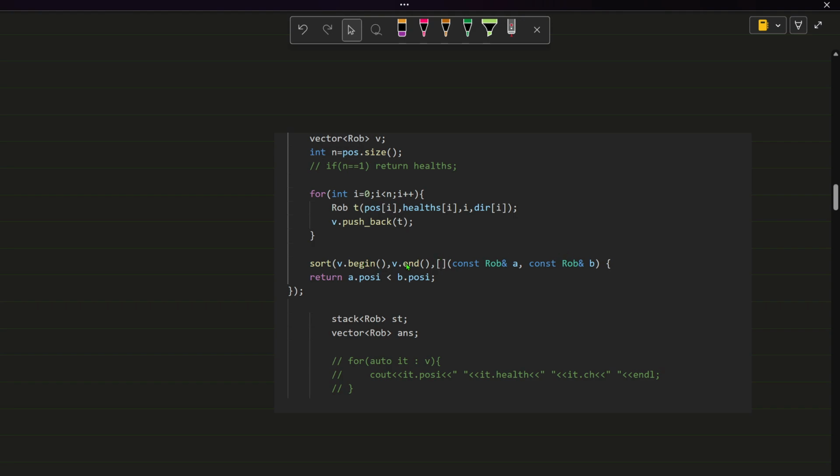But on what grounds are we going to sort? Const reference a, const reference b. We are going to sort such that when a dot position is less than b dot position, it returns true, and the sorting will be done. So it is a lambda function which will sort on the basis of position. Nothing else, nothing extra, nothing to worry about. Many of you may be seeing this for the first time, but it's normal.